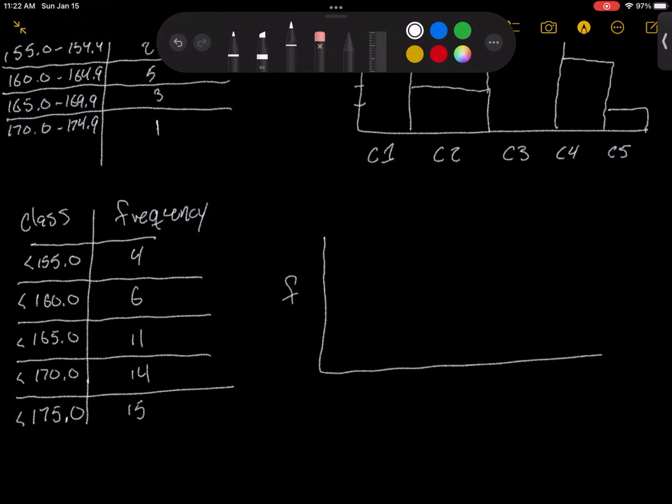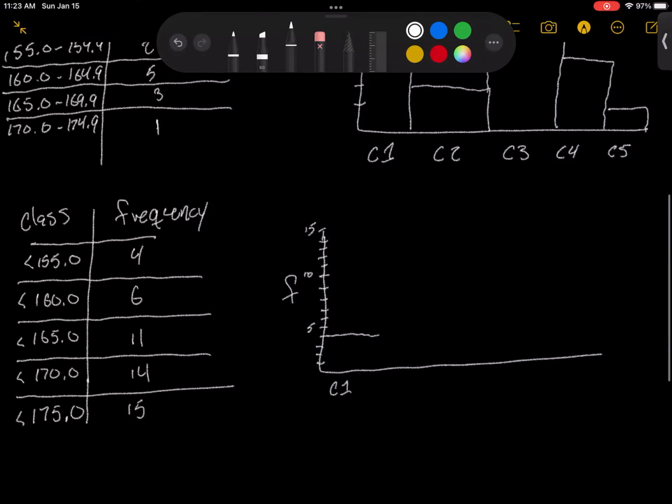So we're going to have to scale our y-axis a little bit differently. 1, 2, 3, 4, 5, 6, 7, 8, 9, 10, 11, 12, 13, 14, 15. All right, so for class number 1 in our cumulative frequency distribution, we have 4 students. For class 2, how many students have a height less than 160? We had a total of 6 students.